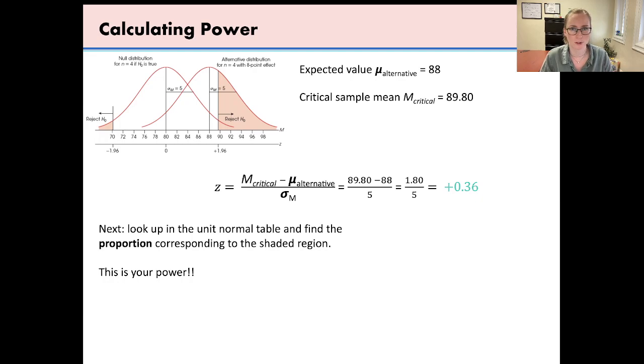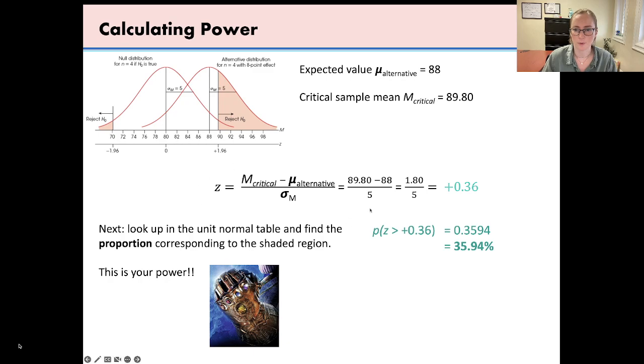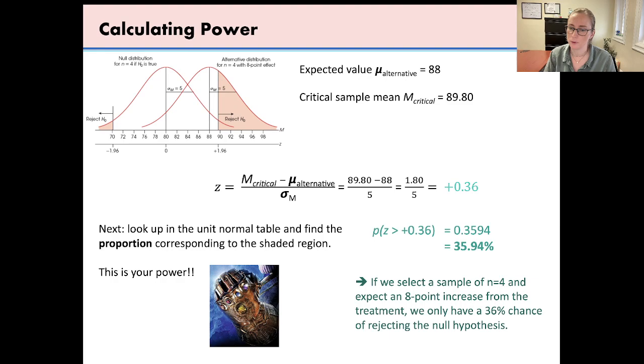What proportion corresponds to this z-score? Think about it really quick, which column you would look this up in. We have 0.36, and we're looking at a tail because it's not over the 50% proportion, so we look in column C, for the tail. Formally, what is the probability of Z being above 0.36? That's about 36%. So if we select a sample of only 4 people and expect an 8-point increase, we only have a 36% chance of rejecting the null hypothesis. It's not a lot, and it's only 4 people.